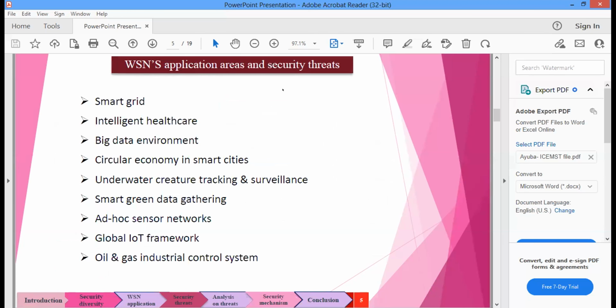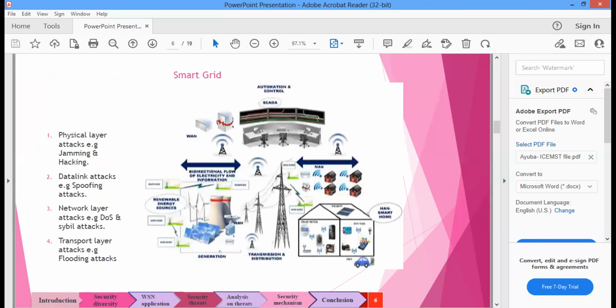Wireless sensor network application areas are listed below. One, we have the smart grids, we have the intelligent healthcare, we have the big data environment, we have the circular economy in smart cities, we have underwater creature tracking and surveillance, smart green data gathering. We also have ad hoc sensor networks. We also have the global IoT framework and oil and gas industry control systems.